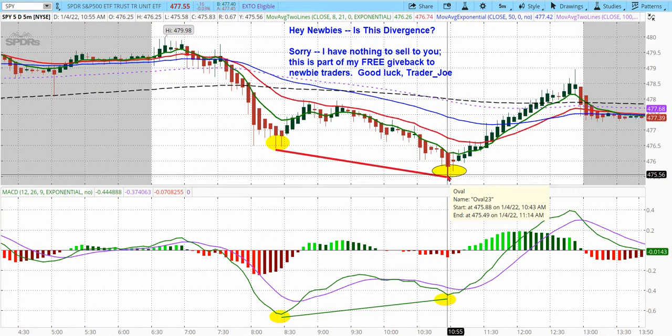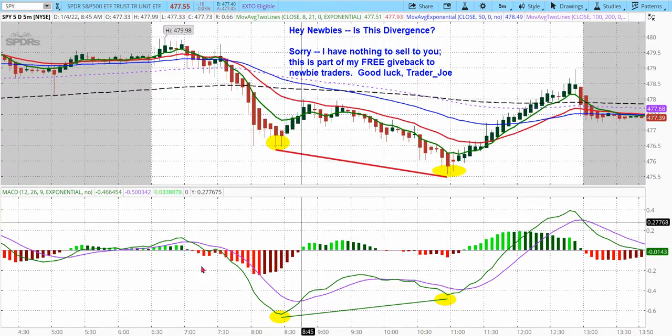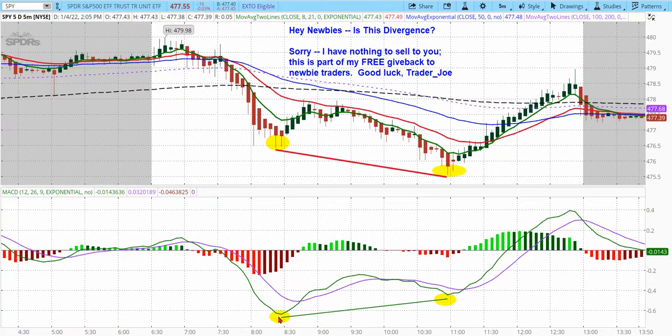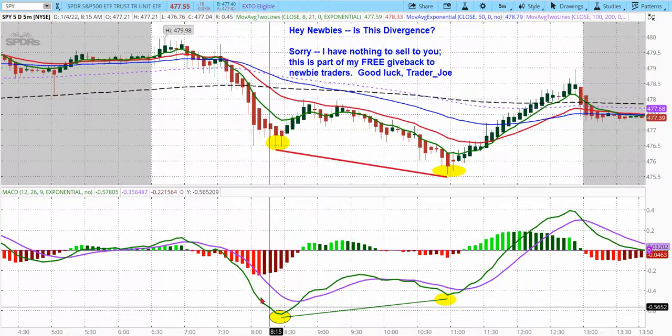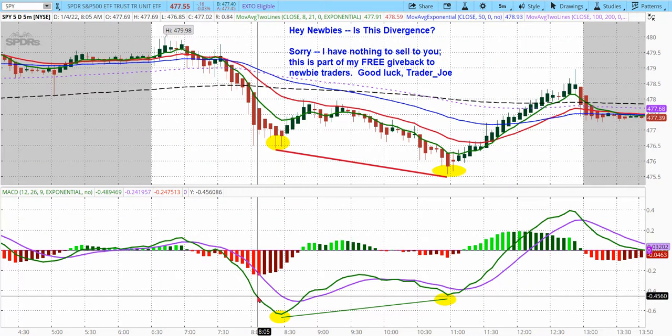Okay, so now we do the same thing with a favorite indicator. You can do this with several indicators, whether it's stochastics, RSI, or CCI. There are many indicators that you can use for this purpose. One of my favorites, and I've been using it for many, many years, is the MACD, as I mentioned. So what we do, we look for the low point on the green line. Now, what in the world is the green line?